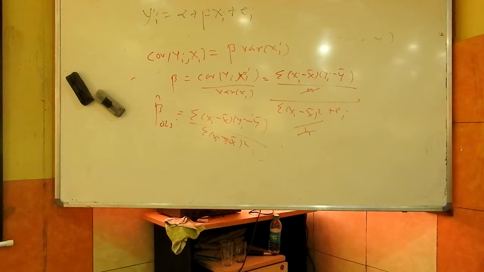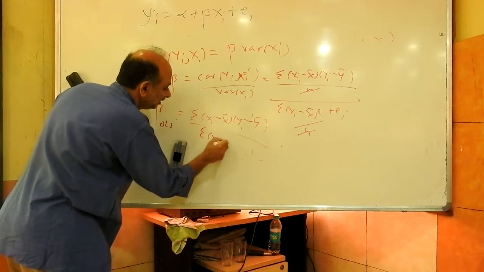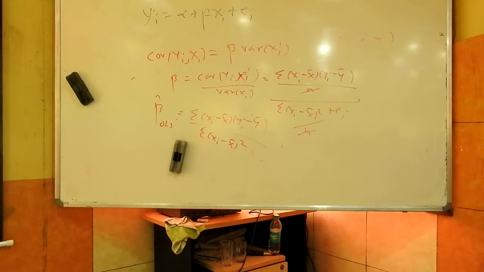This is so different from Sunil's neat writing, no? Summation of xi minus x bar square. Yeah? I try my best to improve.